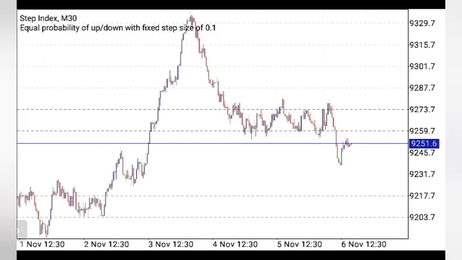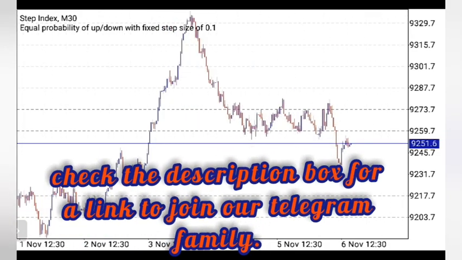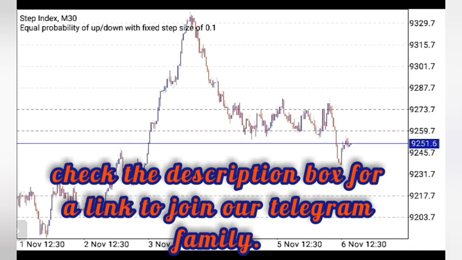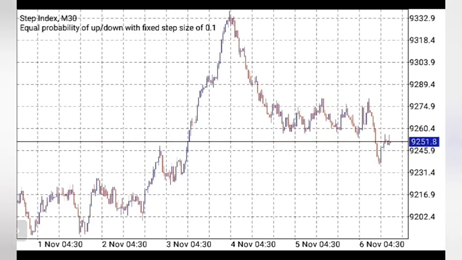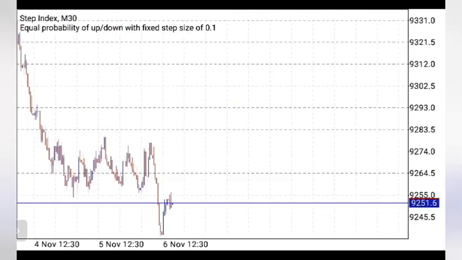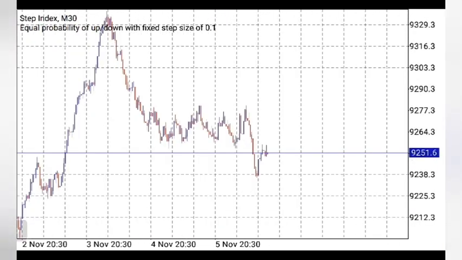And look at this setup, guys. I want to show you this setup because, like I told you earlier, we are going to be doing a lot of volatilities, jumpers, and even currency pairs, not just Boom and Crash alone this time around. So this is Step Index, and this is the M30. I'm going to show you a very powerful strategy to trade this Step Index profitably.